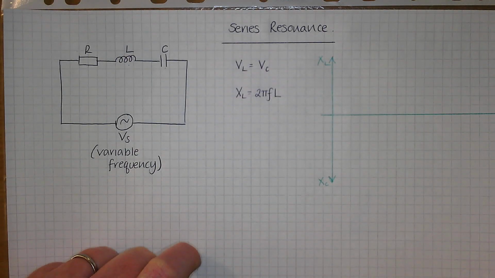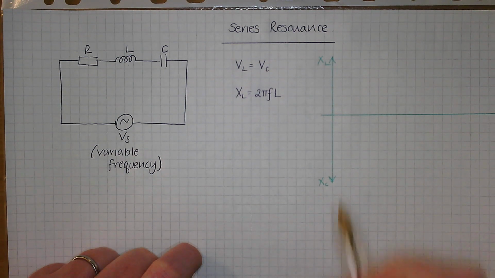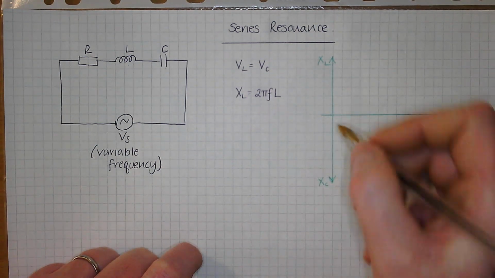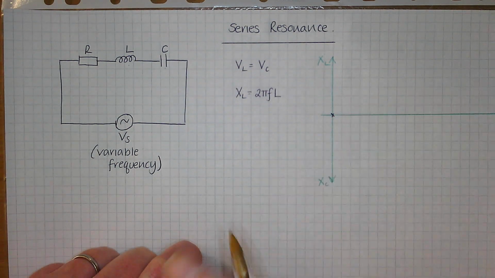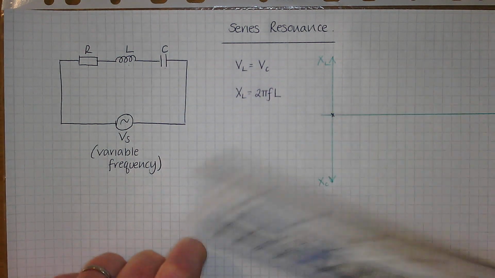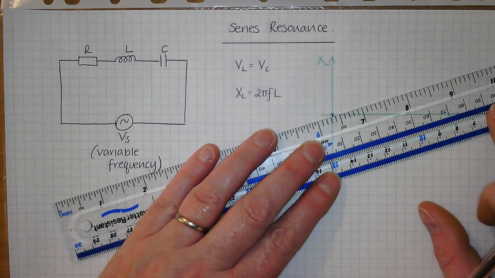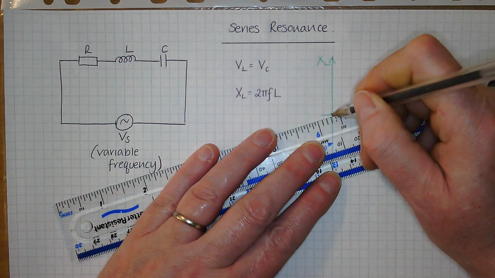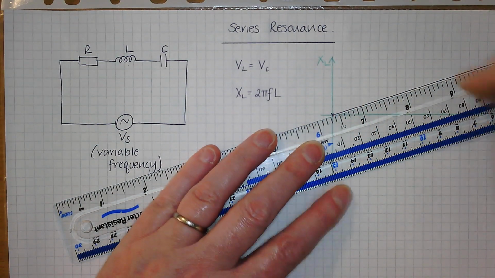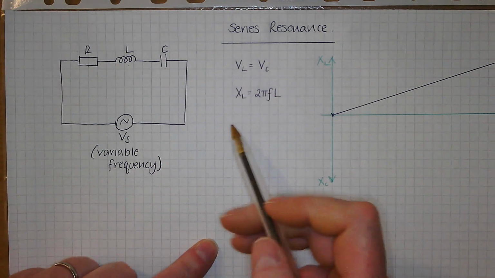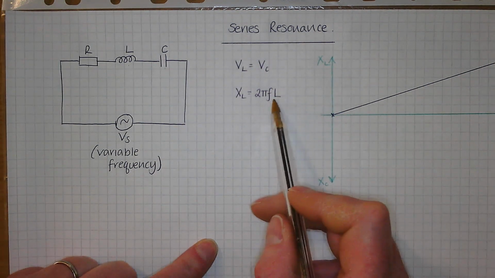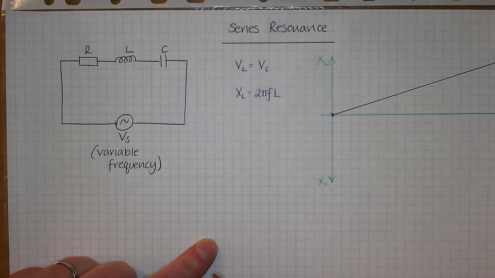And you know the formula for XL equals 2 pi FL. So what happens to XL as you increase the frequency? Right, so if you had a frequency of 0, your XL would be 0, wouldn't it? And then as you increase your frequency, your XL is going to keep increasing. Now, it would be a directly proportional relationship, wouldn't it? So it would be a straight line. It would go like that. So as your frequency increases, your XL must increase. It's a directly proportional relationship.